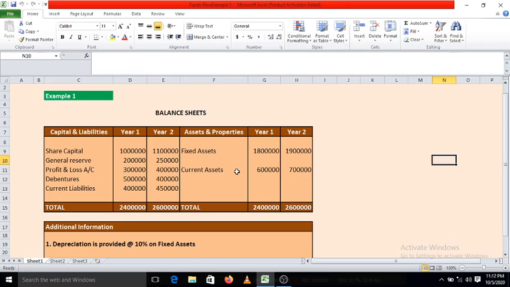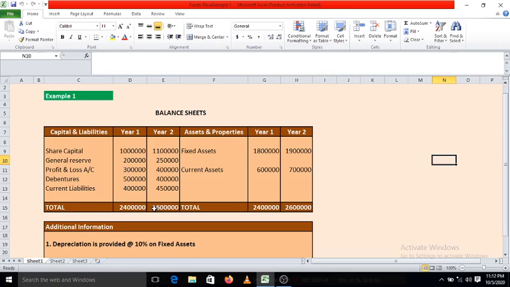This is a very simple example I have taken. Directly the total amount of current assets and the total amount of current liabilities is given to you. No details are given of current assets and current liabilities, so that will become easier. The first year balance sheet total is rupees 24 lakhs and the second year it is 26 lakhs. So we can say that total assets and total liabilities of the company have increased by rupees 2 lakhs.